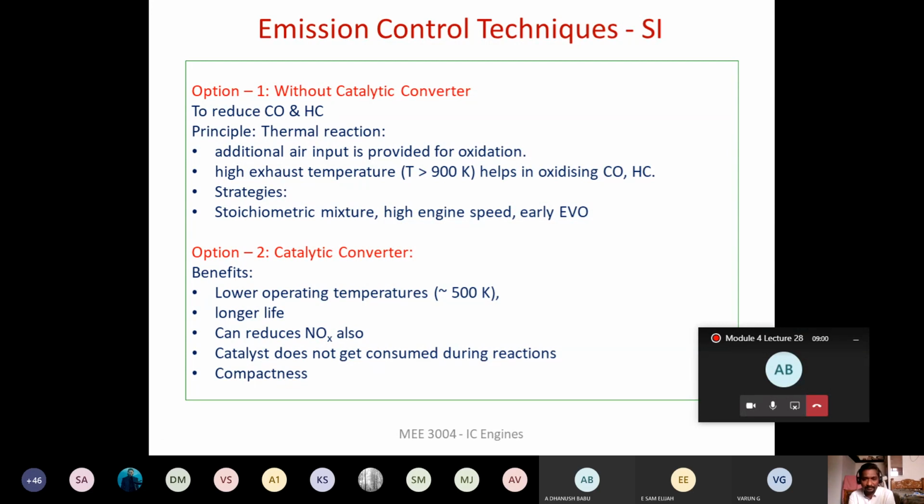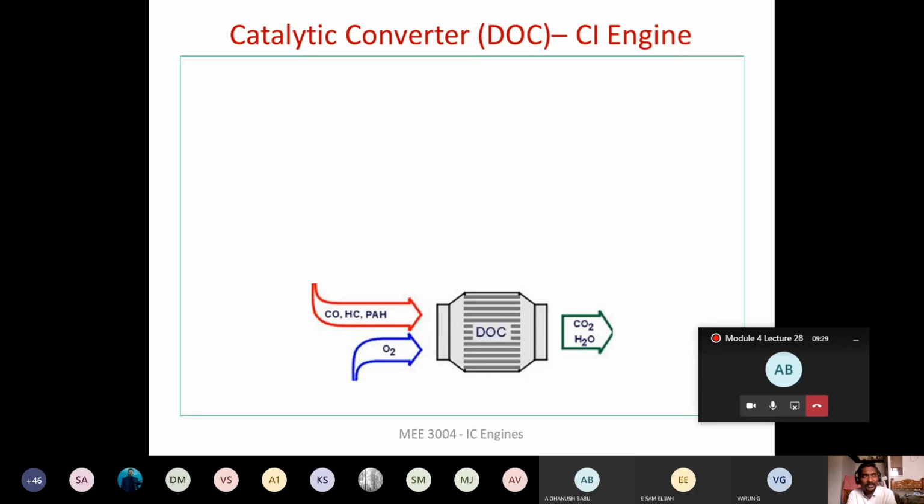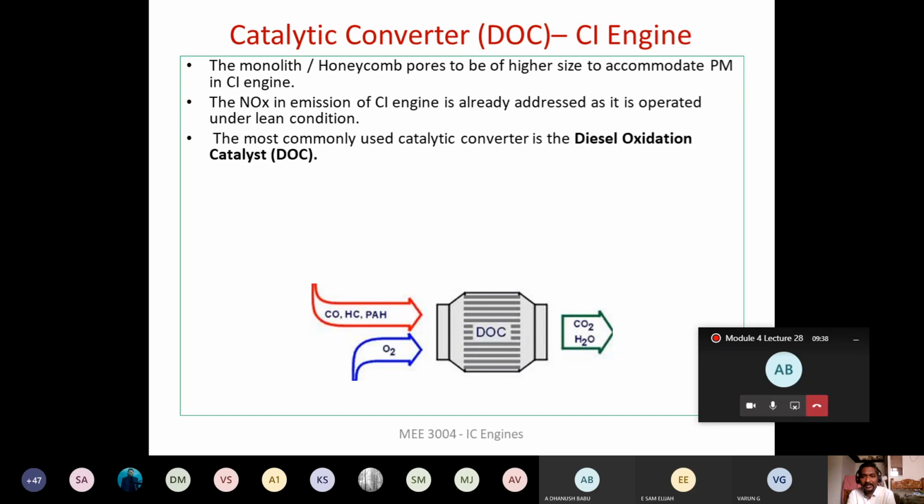But that is not possible in the case of a diesel engine, because we have to remove the particulate matter also. Diesel engines operate under lean burn condition. So more oxygen is available, and as a result the NOx emission is comparatively less for the CI engine. So they wanted to concentrate only on emissions like unburned hydrocarbon and carbon monoxide. To remove these, it is sufficient to have the oxidation reaction alone. So they went for the diesel oxidation catalyst.